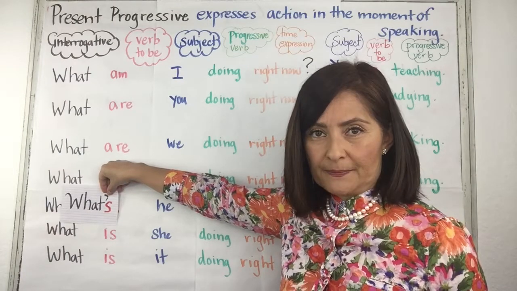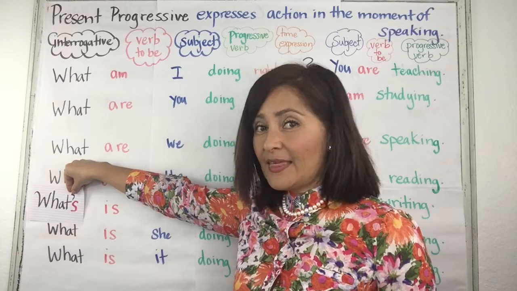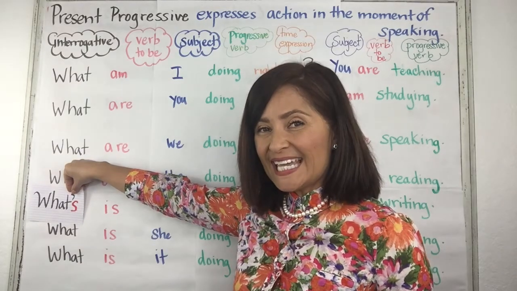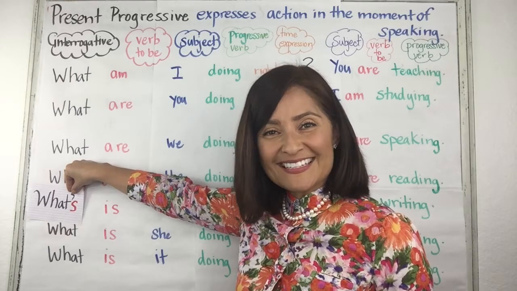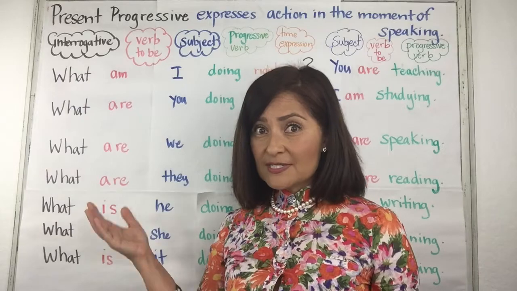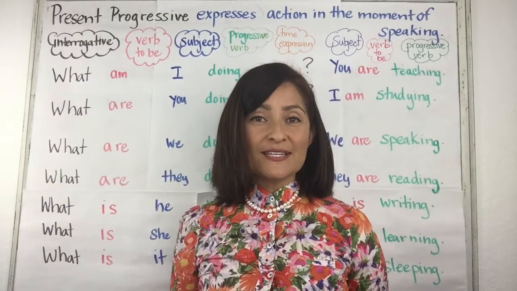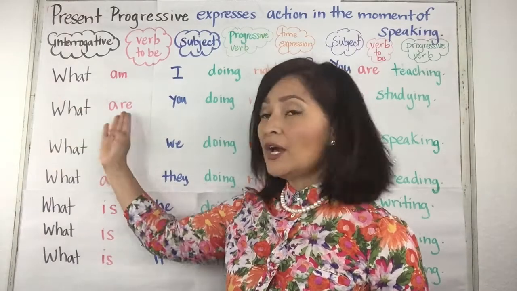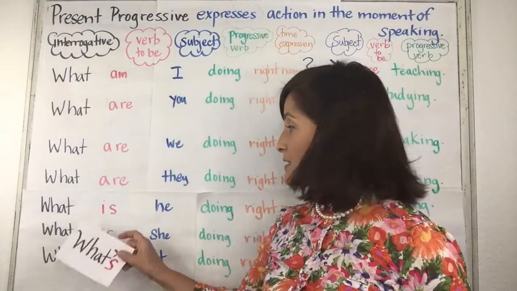What's he doing? Not what's is. That would be incorrect. That would mean that you had the verb to be two times, and it's not needed. Now, can we make other contractions in these questions? No. What am never is a contraction, and neither is what are. They are never contractions. The only place to make a contraction is with what is.